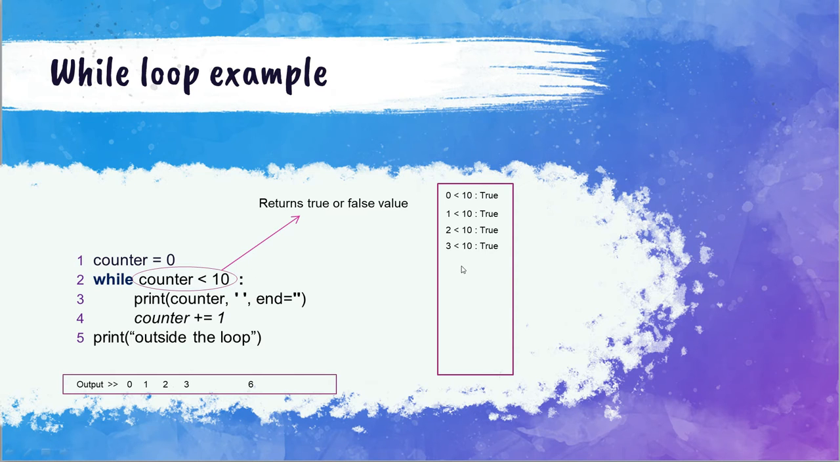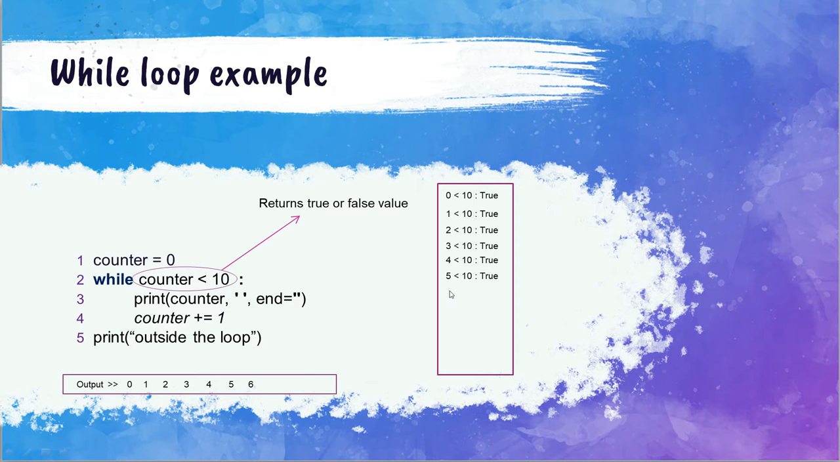So back to line 2, counter now is 4, and we compare, is 4 less than 10? The answer is true, so we go inside the loop, and line 3 prints 4, and line 4 increases counter by 1, and now counter is 5. So back to line 2, now counter is 5, we compare, is 5 less than 10? True, so we go inside the loop. Line 3 prints 5, line 4 increases counter by 1, and now counter is 6.